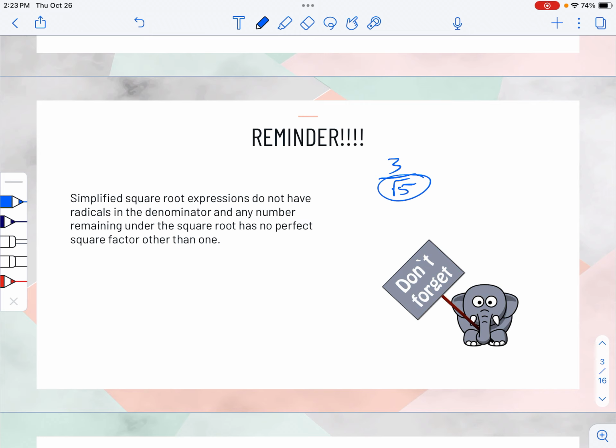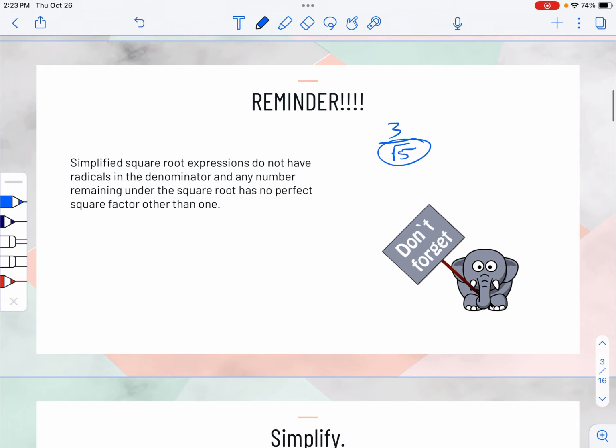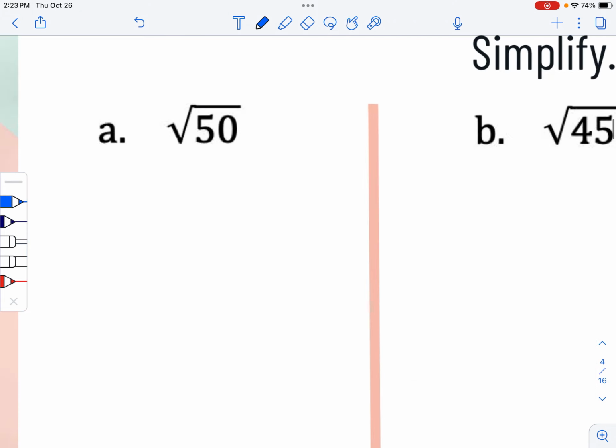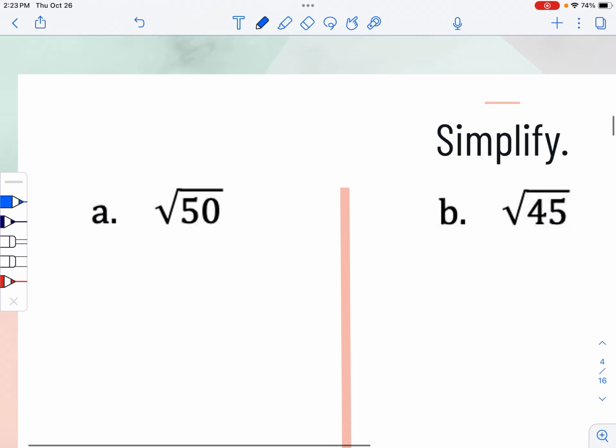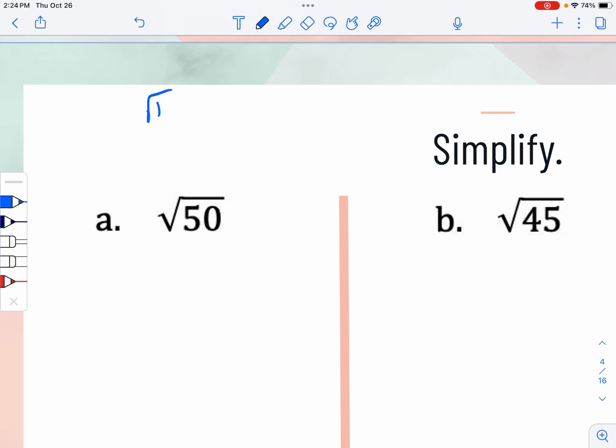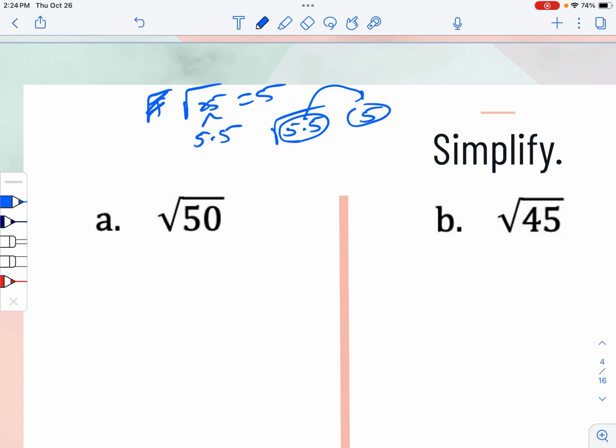And any number remaining under the square root has no perfect square factors, and we kind of did one of those already. So I'm going to look at 50. We'll start breaking these down. Actually, let's go with the square root of 25. Everyone knows that's 5, right? But why is it 5? Because 25 is actually 5 times 5. So the square root of 5 times 5. Whenever you have two factors that are the same underneath the square root, you can pull that out of the square root as a 5.